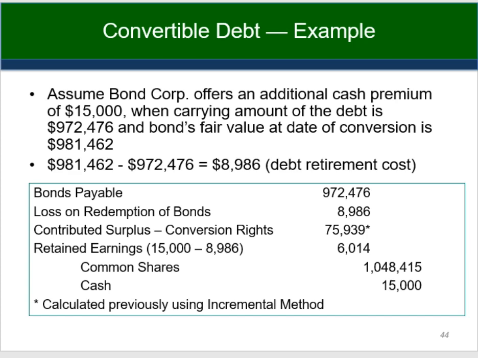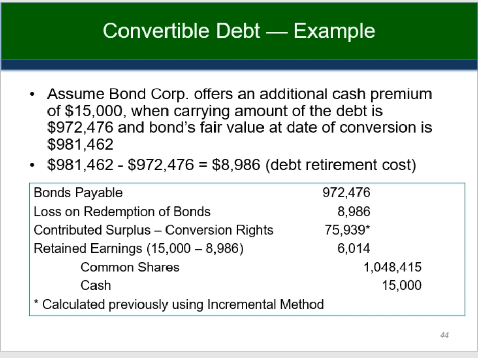The conversion rights go away. 75,939 was the amount that we originally set up. And the common shares are valued at 1,048,415, and the amount of cash we have to pay for the sweetener is 15,000. The retained earnings is debited for the difference between the 15,000 and the debt retirement cost of 8,986.